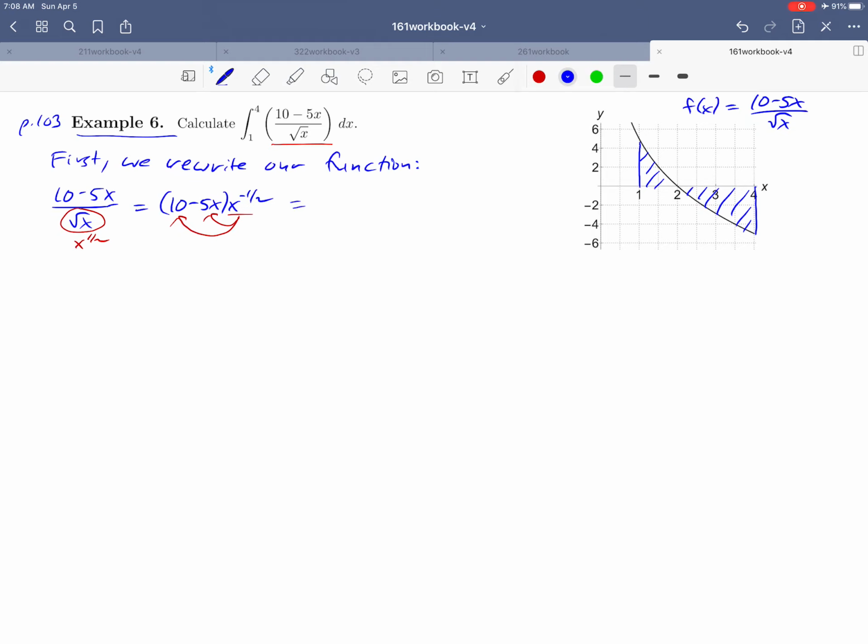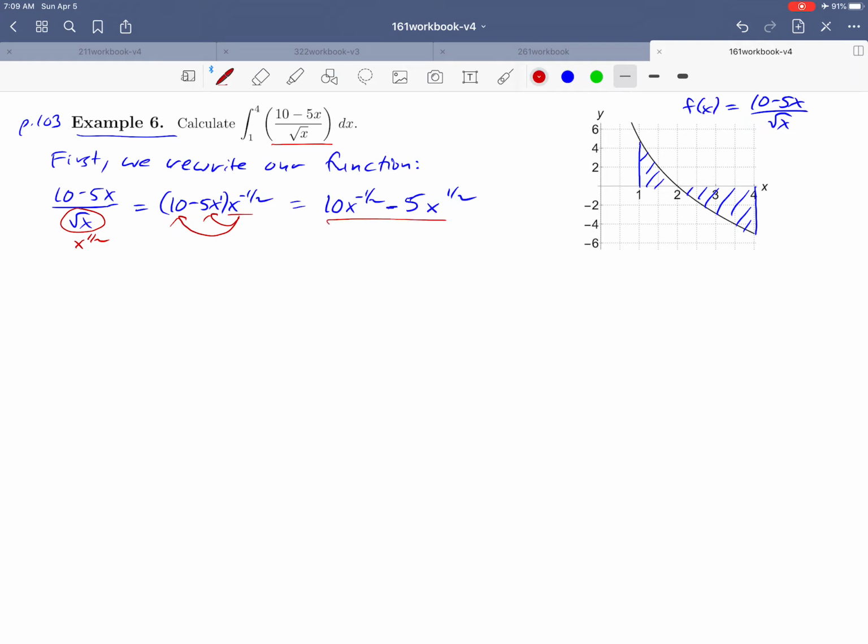Okay, so 10 times x to the negative 1/2, that's the first term. It's going to look like just 10x to the negative 1/2. What about the second term? Well, 5x is really 5x to the first. And so we need to take x to the first times x to the negative 1/2, which means we're going to be adding the exponents. If you take 1 plus negative 1/2, you're going to get x to the 1/2. Oh, and I just noticed this should be a minus there, not a times. So we've rewritten our function as 10x to the negative 1/2 minus 5x to the positive 1/2.